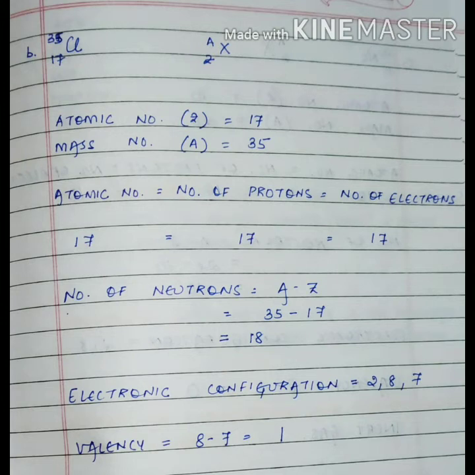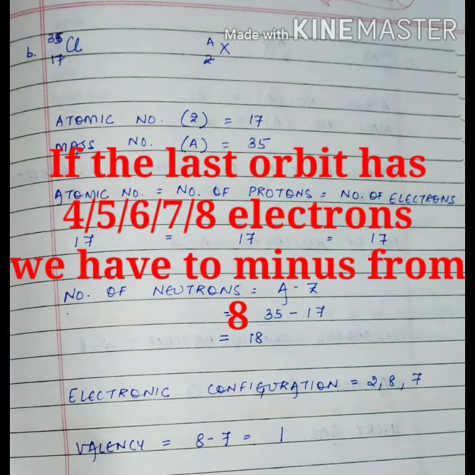I have already discussed that if the last orbit has 1, 2 or 3 electrons, then the valency will also be 1, 2 or 3 respectively, depending on the number of electrons in the last orbit. But in this case, there are 7 electrons in the last orbit. So what to do? If the last orbit has more than 3 electrons, that means 4, 5, 6, 7 or 8, then we have to minus from 8.